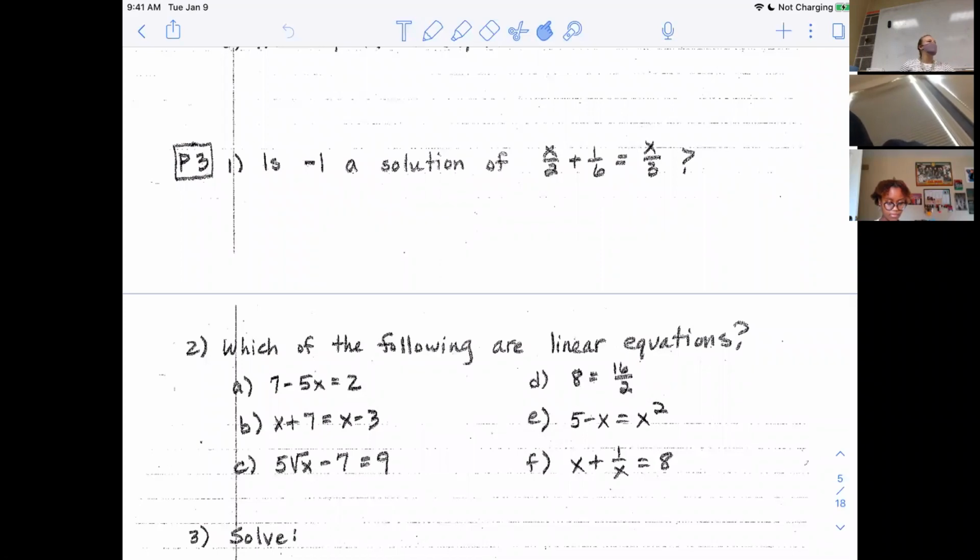On P2, is everyone following where we're at? Sorry it took me 20 minutes to get started, but now we're ready. Let's go. So this one is on equations and inequalities.